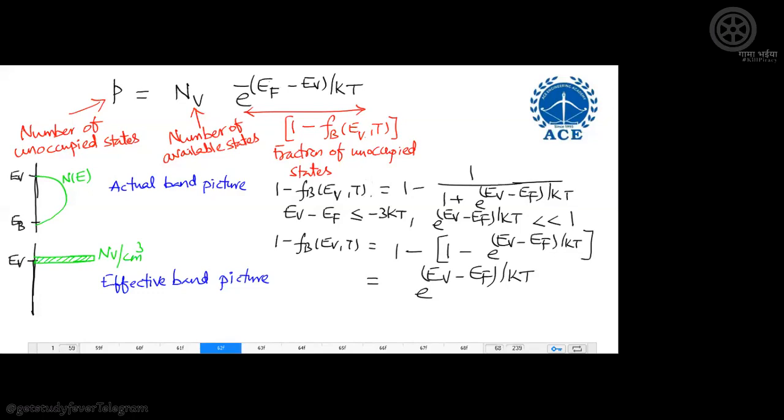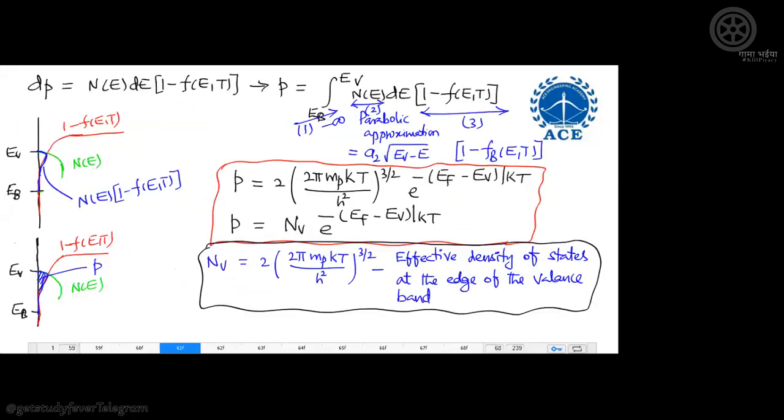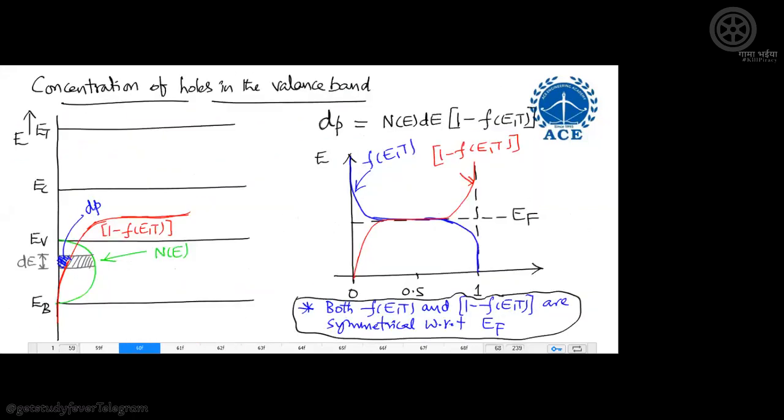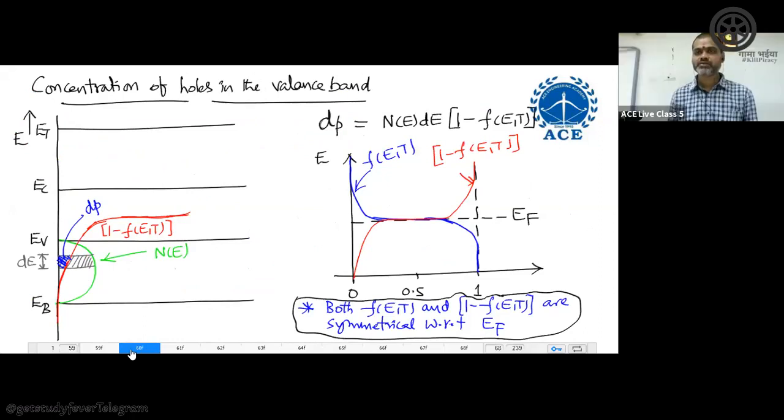Sir, in n equals nc e to the power (EC minus EF) by KT for n, and for p it is EF minus EV, sir. Why are both different? It's a mathematical derivation. You need to do the derivation. It depends on where the locations of EC and EV are going to be present, and where EF is going to be present. After this doubt session, once we get back after the break, we'll discuss where the Fermi level is.